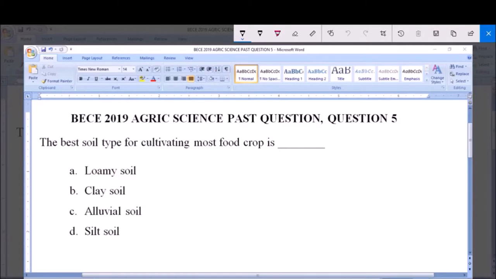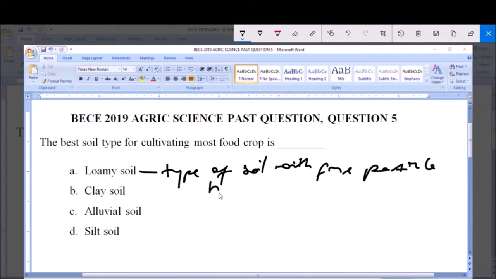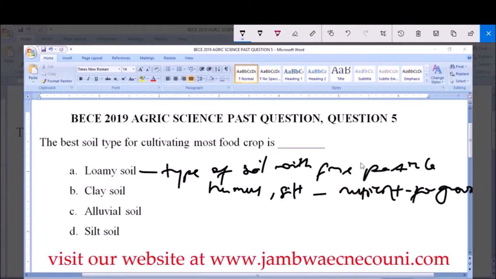Now, we are to pick the option which is the best soil for cultivating food crops. A says loamy soil. Loamy soil is a type of soil with fine particles, which consists of humus. It consists of silt. And this humus is very important in loamy soil, because it provides nutrients required for plant growth. And so therefore we say loamy soil is the best for cultivating food crops, is the best for agriculture.